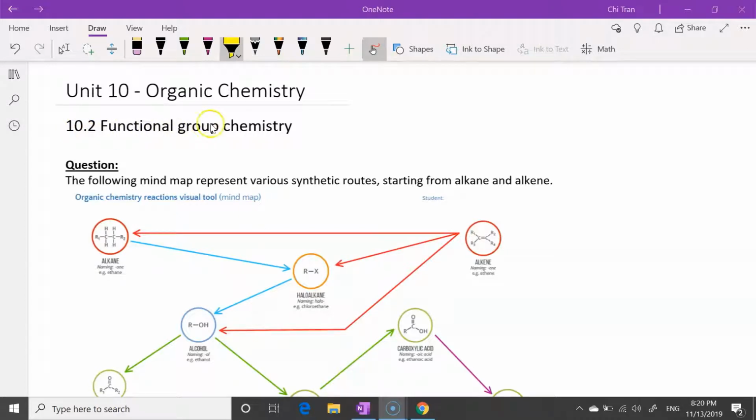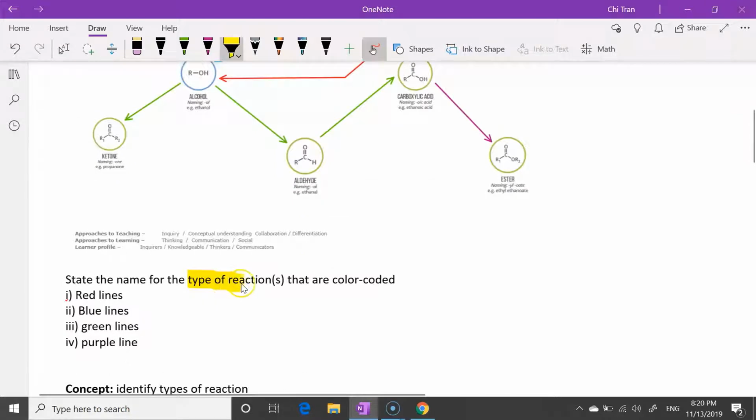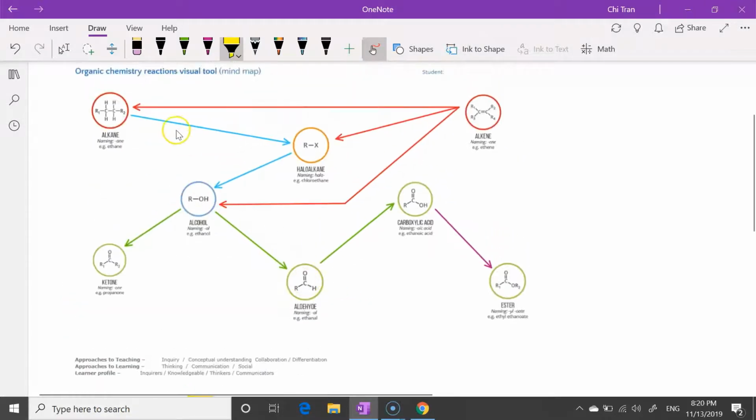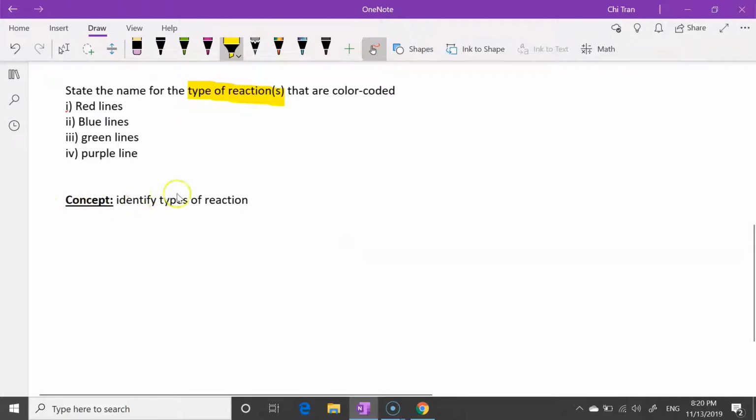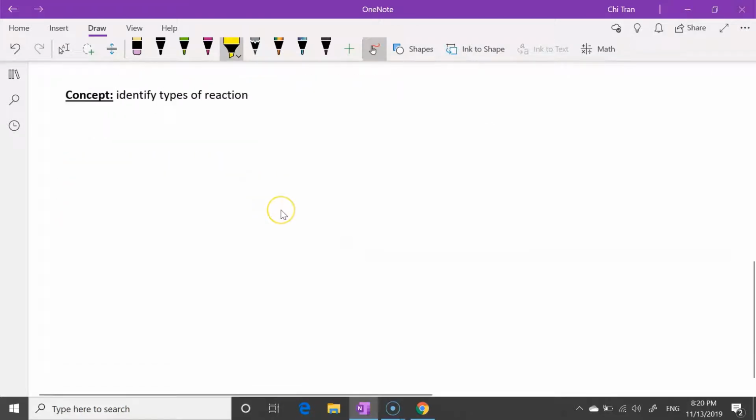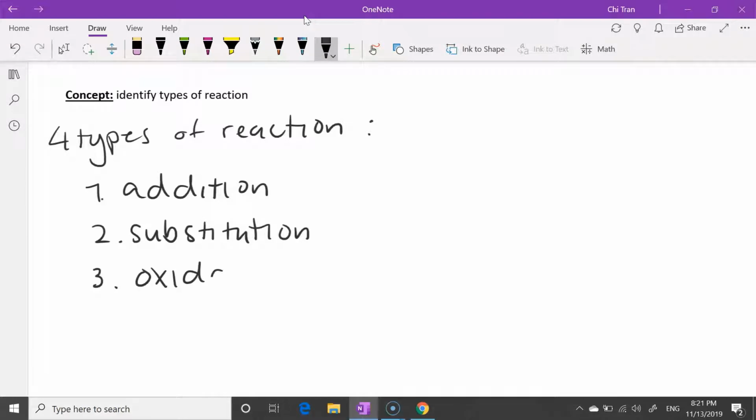This video is about functional group chemistry. The keyword in the question is the type of reaction that is color-coded by the arrows in this diagram. So the concept of this question is identify types of reaction. There are 4 types of reaction.